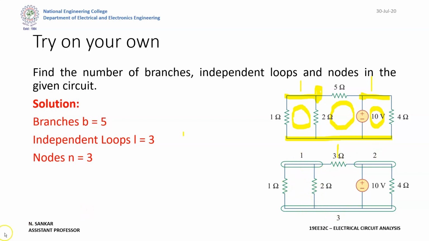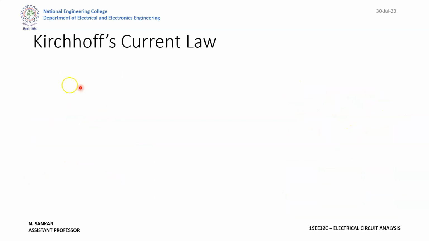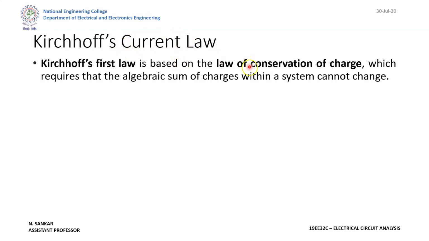Okay, so now we can move to Kirchhoff's law because we know the basics of what is node, what is loop, what is branch. So now that is Kirchhoff's current law. Kirchhoff's current law is mainly based on node. So we will discuss the node current. Okay. Kirchhoff's current law is based on the law of conservation of charge.